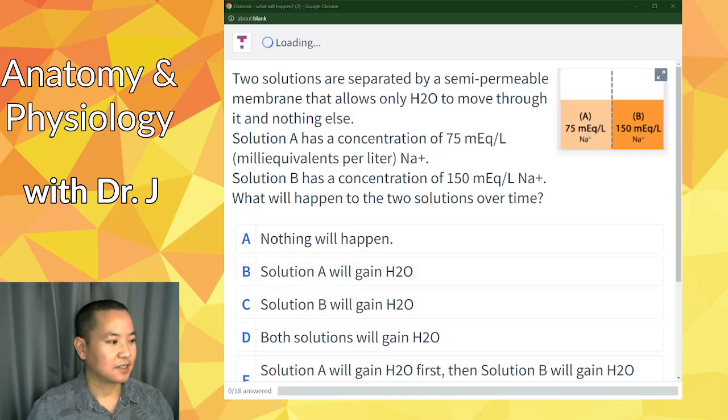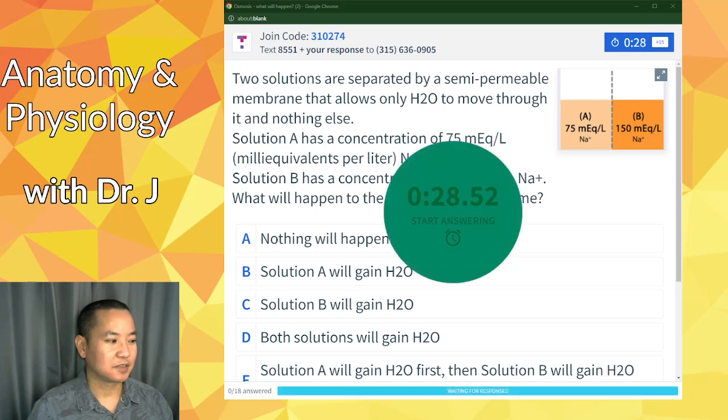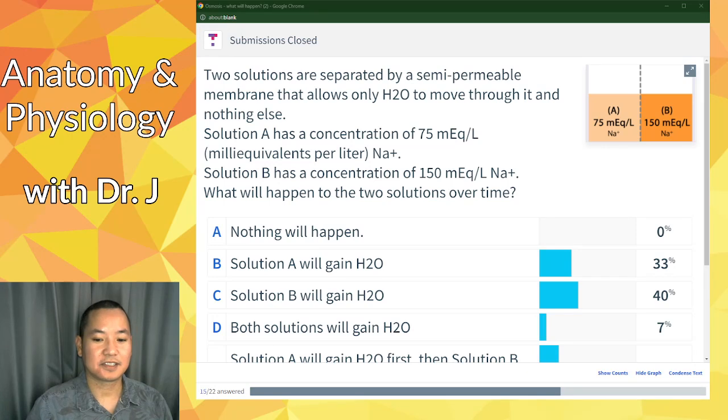Next question. Here we have two solutions, but solution A has 75 milliequivalents per liter sodium ions. Solution B has 150 milliequivalents per liter sodium ions, and just pretend that it's just sodium ions, nothing else in it. Which way will the water move? Towards solution A or solution B? Over time, one of these will experience a change because we don't have equal concentrations of solutes. The most popular answer was solution B will gain water, and that is the correct answer.